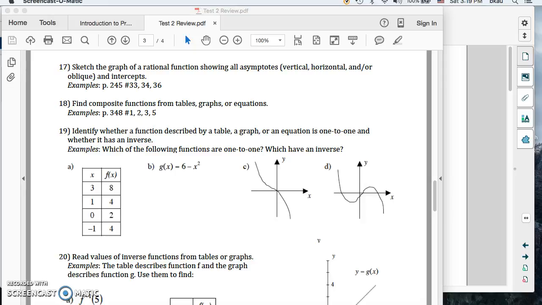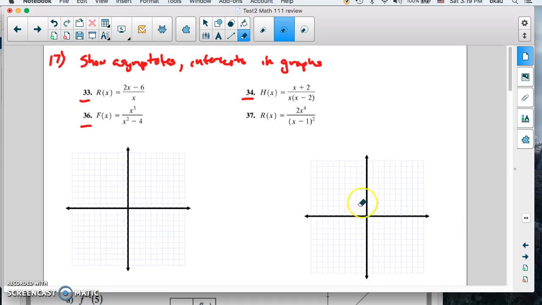Okay, welcome back, and in this part of the review video we're going to start with problem 17, which says sketch the graph of a rational function showing all asymptotes, vertical, horizontal, or oblique, and their intercepts. Okay, so these are the problems that were assigned. We're going to start with 33. Since the powers are the same, it has a horizontal asymptote at 2x divided by x, or at 2. So if we go by that, we have a horizontal asymptote at 2.